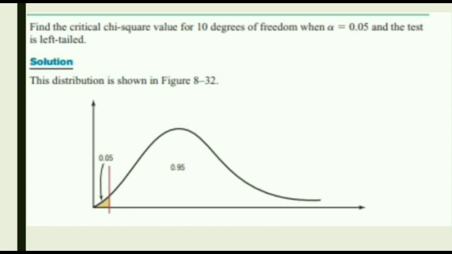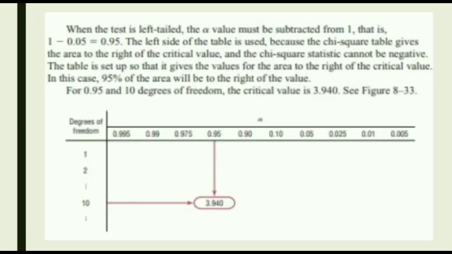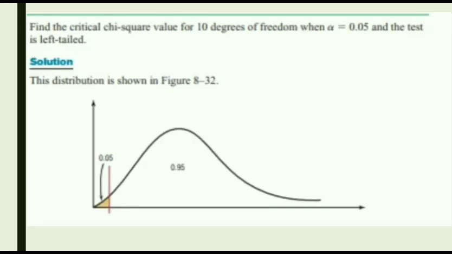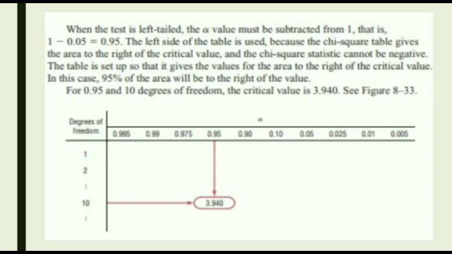This is define the critical chi-square value for 10 degrees of freedom when alpha is 0.05 and the test is left-tailed. Ganina kay right-tailed, dire kay left-tailed na pod. When the test is left-tailed, the alpha value must be subtracted from 1. That is, 1 minus 0.05 ang katong alpha na to ang gipangita ganina kay gi-minus 1 minus alpha is equal to 0.95. The left side of table is used because the chi-square table gives the area to the right of the critical value and the chi-square statistics cannot be negative.